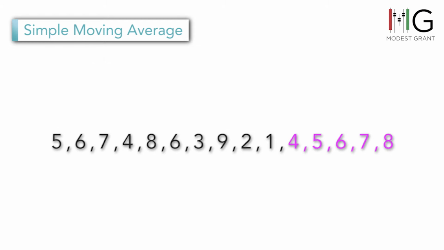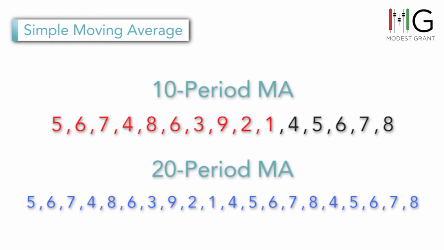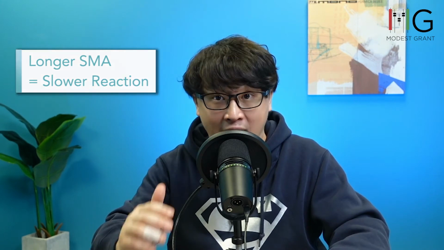And if you are calculating a 10 or 20-period moving average, you would have to use the first 10 numbers or the first 20 numbers, and you add all of them and divide by 10 or 20, and then you would get that moving average of your specified time period. Remember that the longer the simple moving average period, the more lag we have and the slower it reacts. So the problem is that equal weight is given to all periods, and the simple moving average responds slower to rapid price changes. Now, how can we fix that?